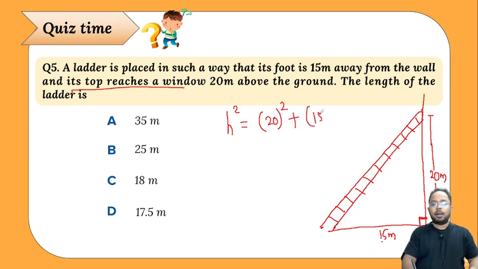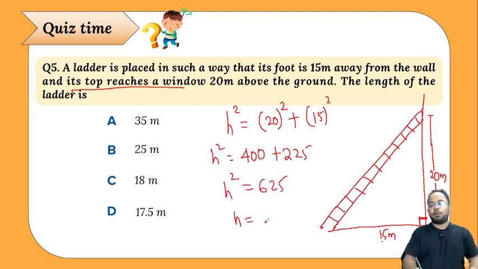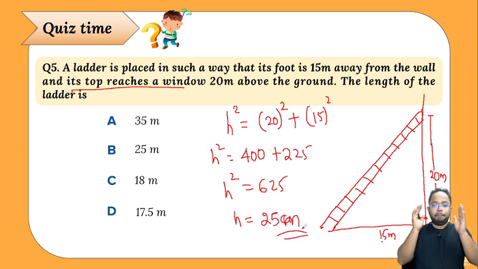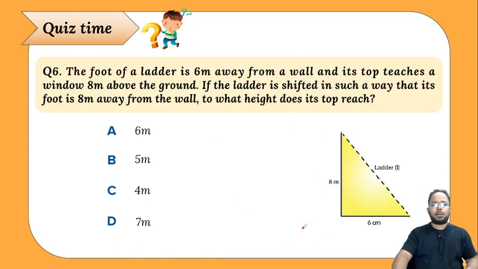परपेंडिकुलर स्क्वायर एंड बेस का स्क्वायर। तो एच स्क्वायर इज इक्वल टू 20 का स्क्वायर हो गया 400, 15 का हो गया 225। ये आ गया 625 एच स्क्वायर। और एच हमें पॉजिटिव लेना है, सो विल टेक 25 मीटर। सो देखो कितना किफायती है ये, राइट। सो ये हमारे रोजमर्रा के प्रॉब्लम्स को भी सॉर्ट कर सकता है व्हेन वी गेट अ परपेंडिकुलर एंगल और राइट एंगल फॉर्मेशन होगा। So let's look into the next question.